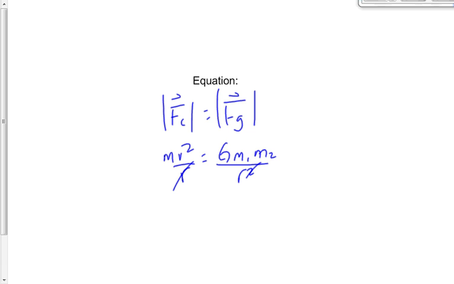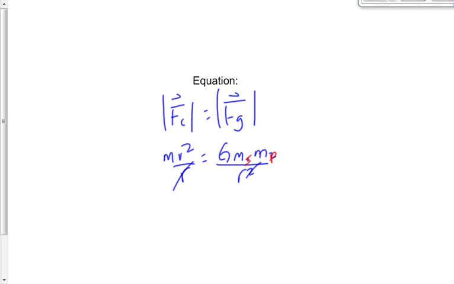Or I can multiply both sides by r. If I multiply both sides by r, then the one on the left side disappears, and one of the ones on the right side disappears. Now, the mass on the left side cancels with one of these masses as well. Which one? Well, let's call m1 the mass of the satellite. Let's call m2 the mass of the producer.